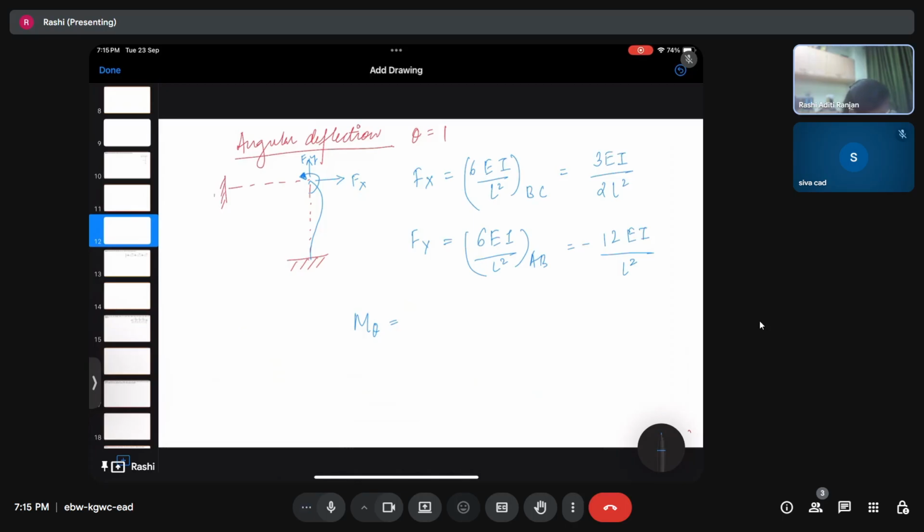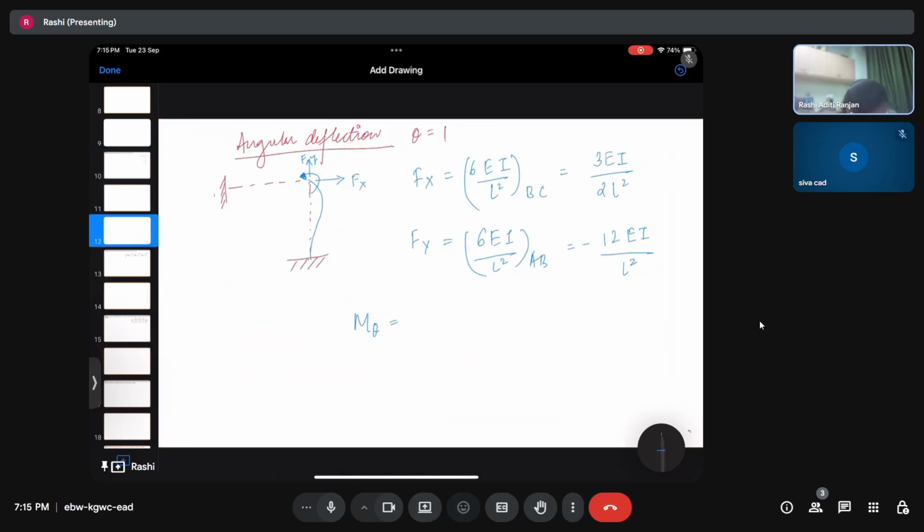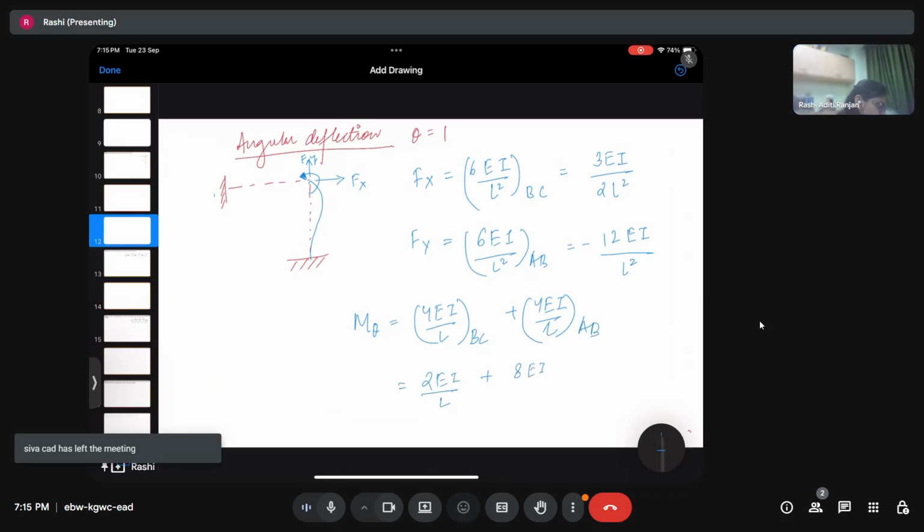It is going to be, I guess, something like 4EI theta 1 by L. 4EI by L for BC, 4EI by L for AB. For BC, we have twice the L, so 2EI by L, plus 8EI by L. It's going to be 10EI by L. Okay, I hope this is clear.